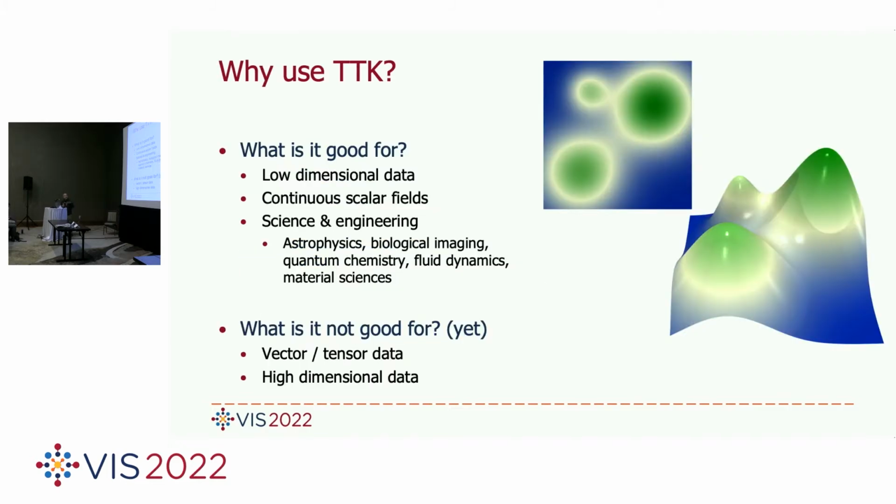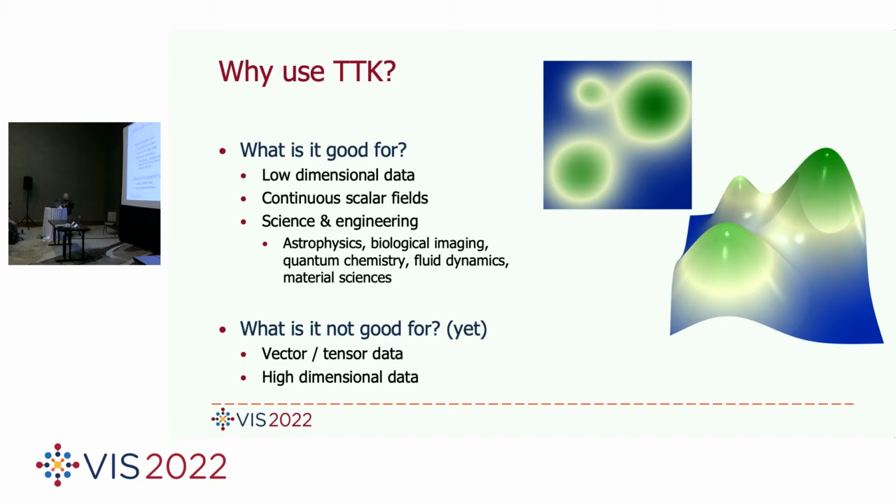And at this point, hopefully, you have a feel for what TTK is all about. It's good for basically doing topological data analysis on low-dimensional scalar field data. And this is the type of data that can come from scientific and engineering applications. A lot of different data sets from astrophysics, biological imaging, quantum chemistry. We can all take these and model them as scalar fields in different ways.